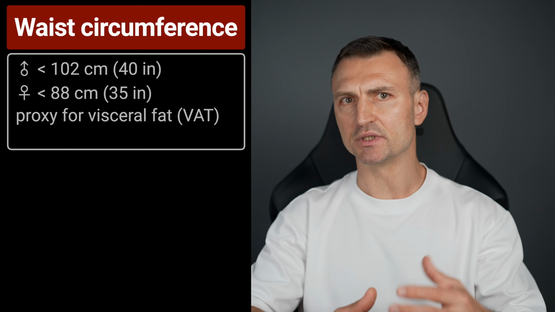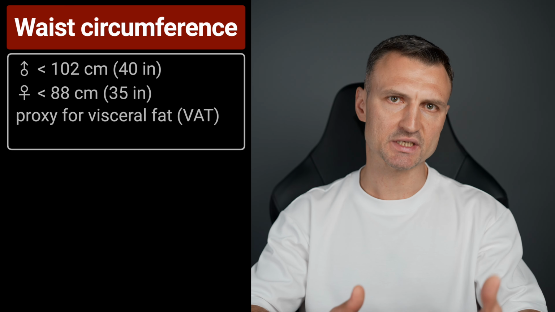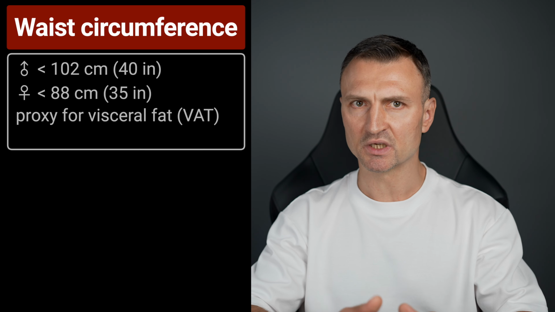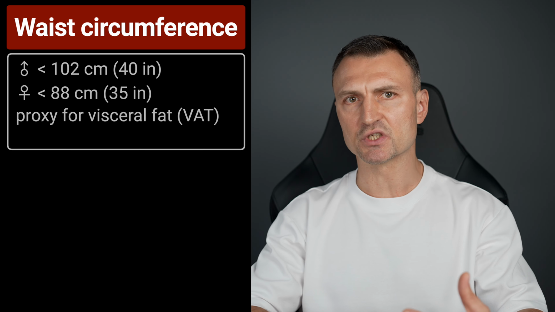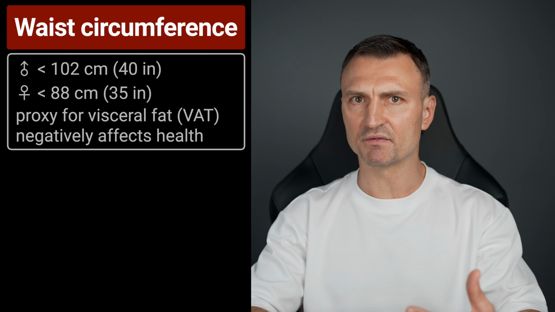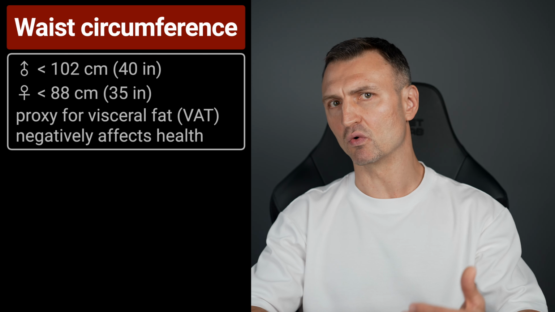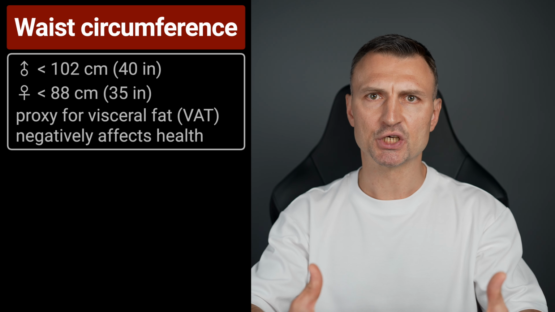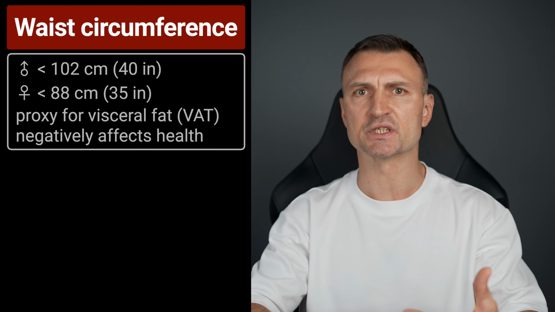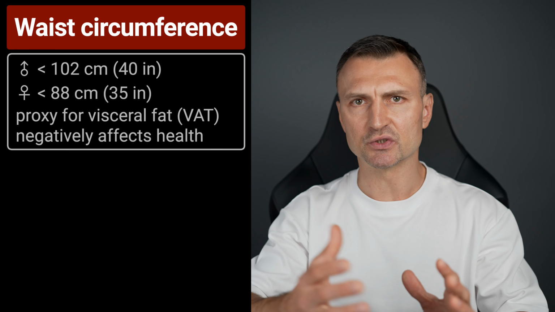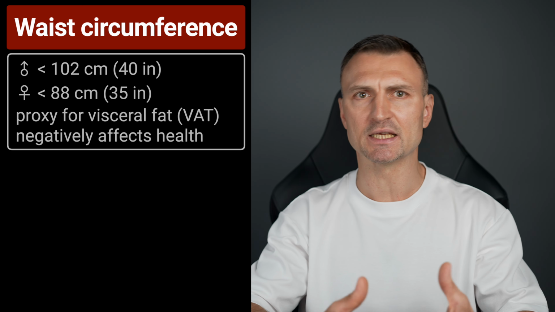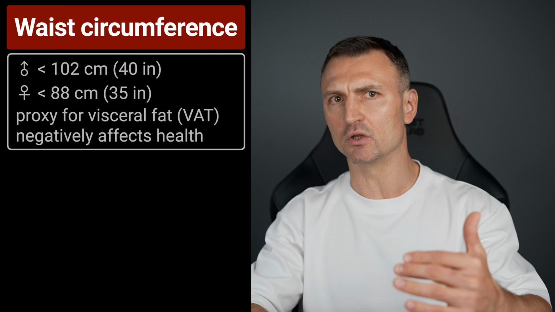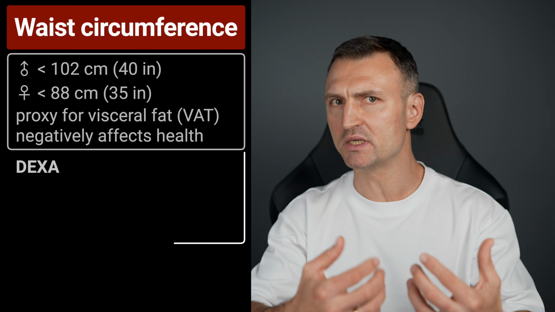As opposed to subcutaneous fat located under the skin, visceral fat is the one that is metabolically active, and it produces different substances that negatively affect our metabolic and overall health. But if we think about how good this tape measurement of waist circumference is as a tool to assess visceral adipose tissue, then it appears to be a very crude proxy. And we are best following a more nuanced approach, which is to perform a DEXA scan.